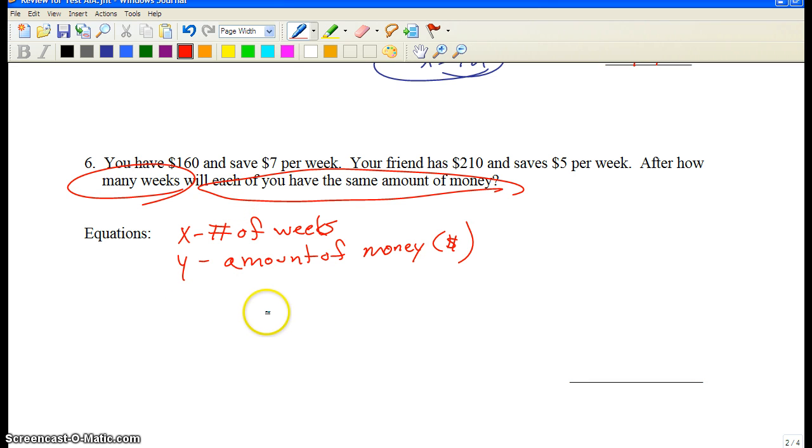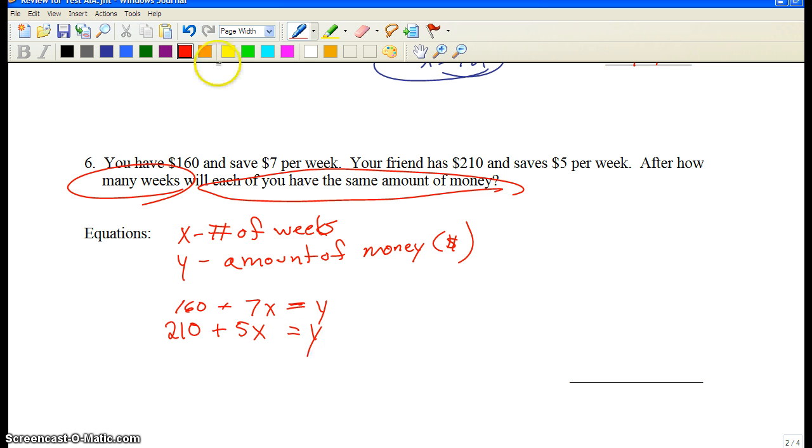So let's write an equation for the total amount of money that you get. You started out with 160 and then you added $7 a week, and we made the variable x our weeks, and that's going to equal the total amount of money. That's going to give you your equation. The equation for your friend is going to start out as 210 plus $5 a week is going to be y, and that's the amount of money your friend has.